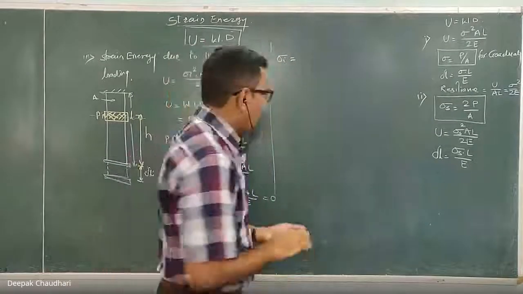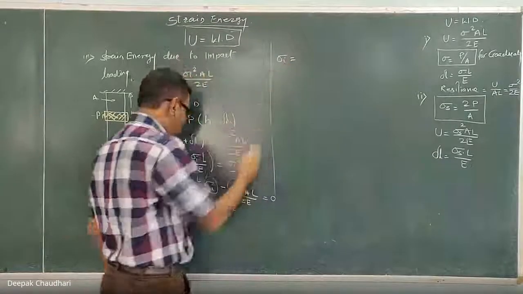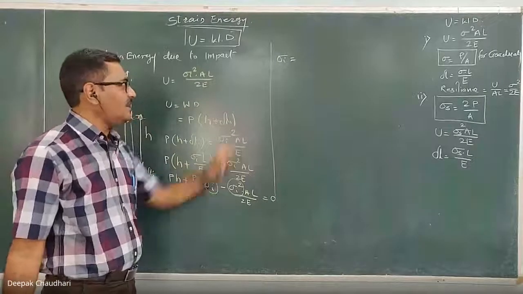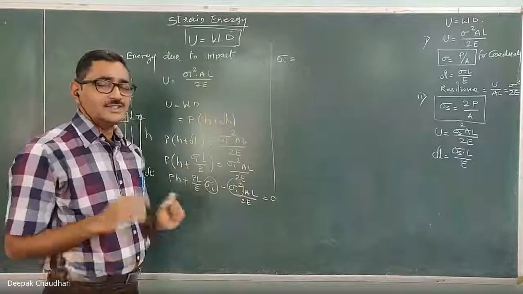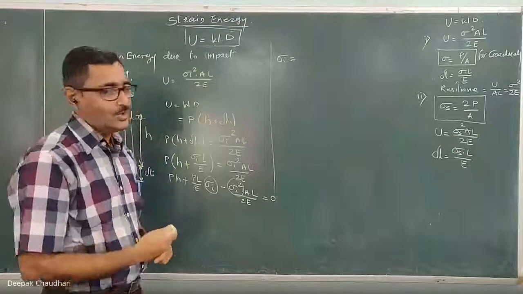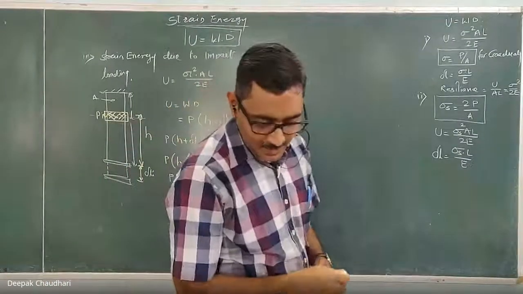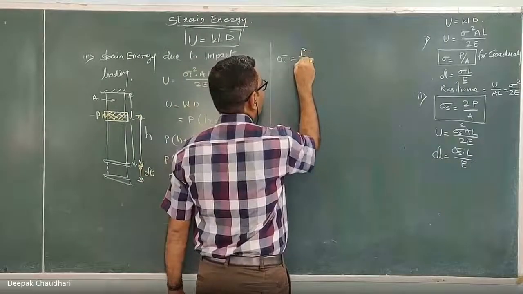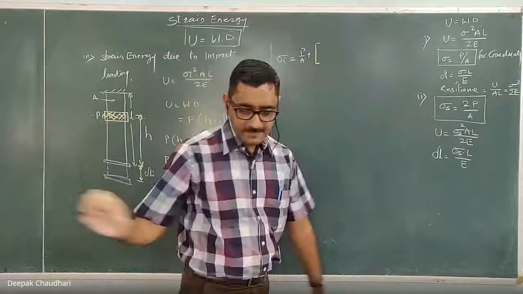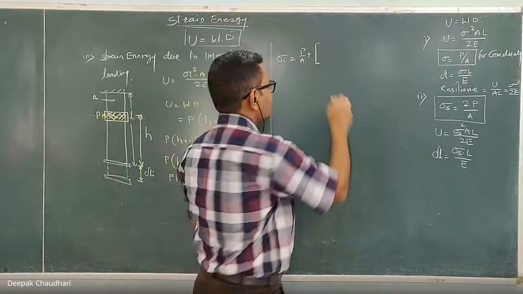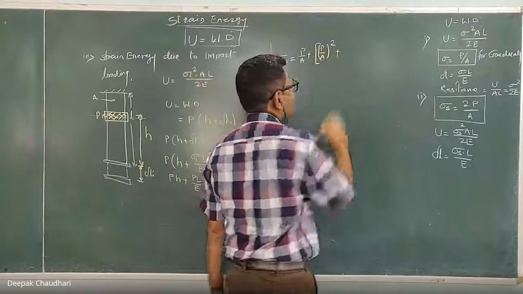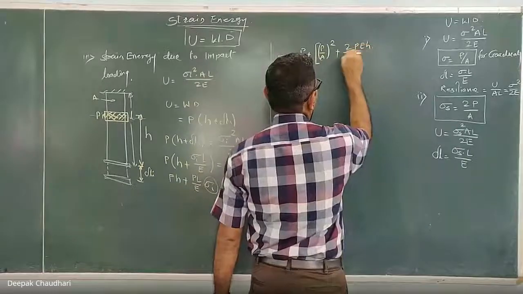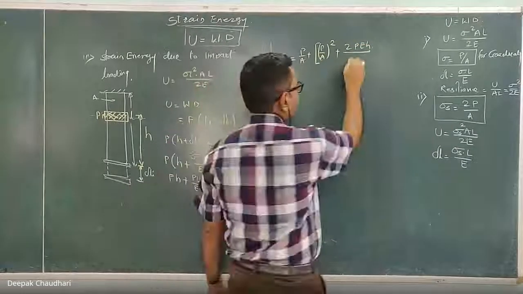You will get the formula for the stress induced because of impact load. I am not going to simplify this here; you have to simplify it. This is a quadratic equation in sigma I. If you solve this, you will get the stress induced because of the impact loading. And what is the stress induced because of the impact loading? If you simplify this, the formula is P upon A plus, in bracket, P upon A whole square plus 2 P E h upon A L.